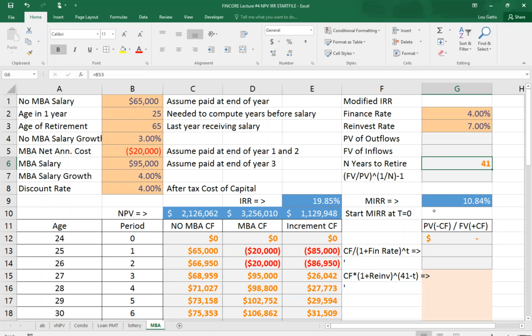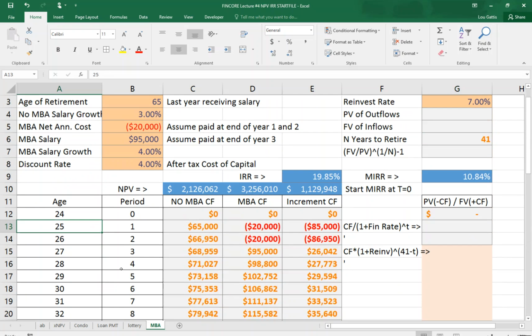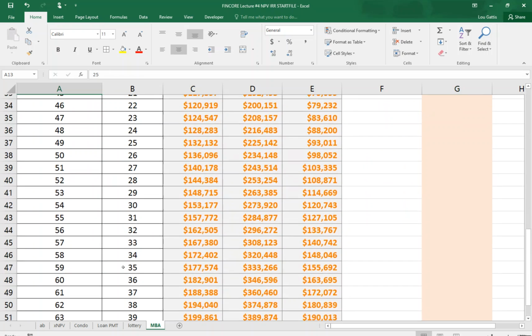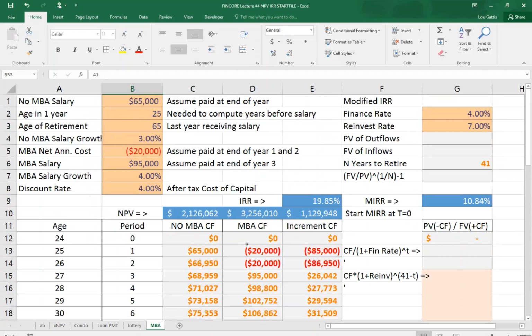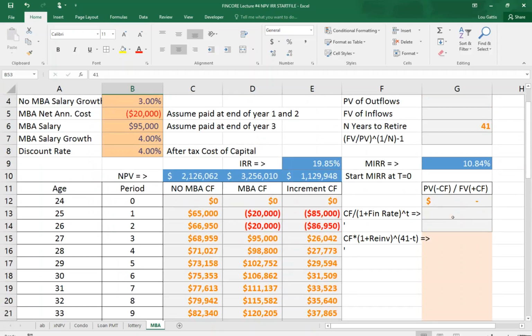In this example, there's 41 years till I retire. I'm at age 25, I retire at age 65. There's 41 years from now is when I retire. That's my investment horizon. So how can I do that?